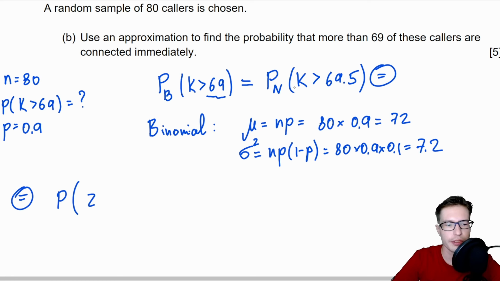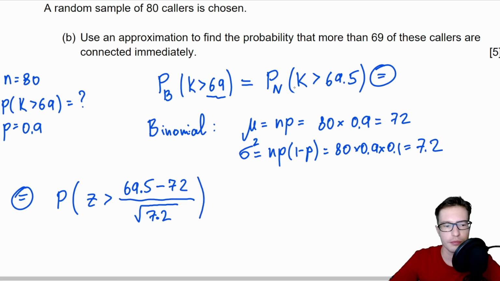Now we're ready to standardize. Now we're going to use z equals x minus mu over sigma. Don't forget to take the square root. Calculate this and we'll get minus 0.932.